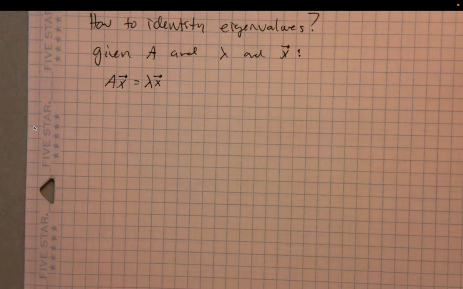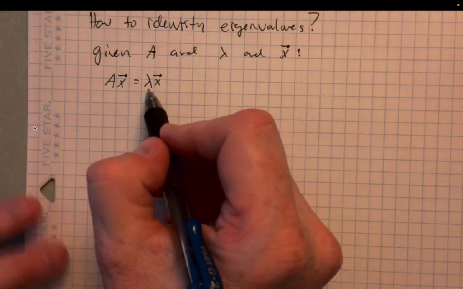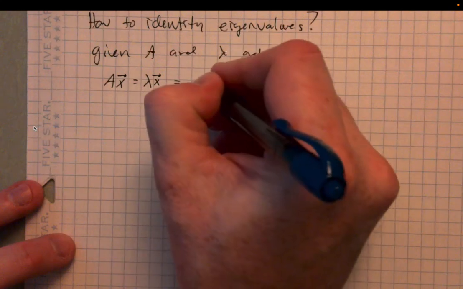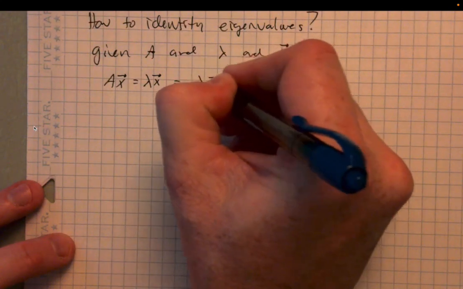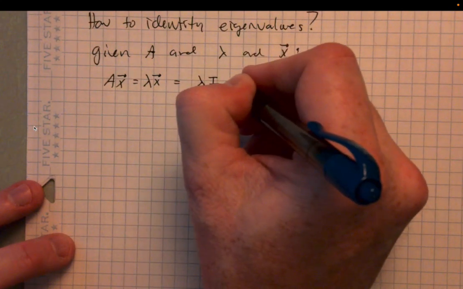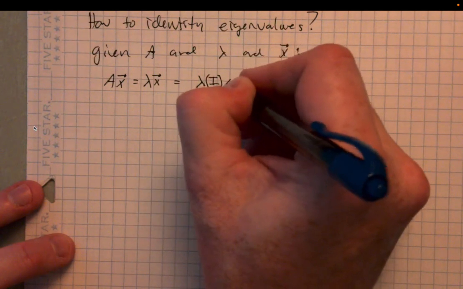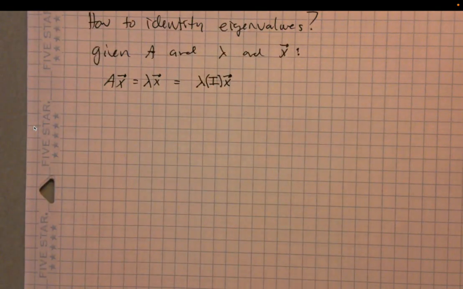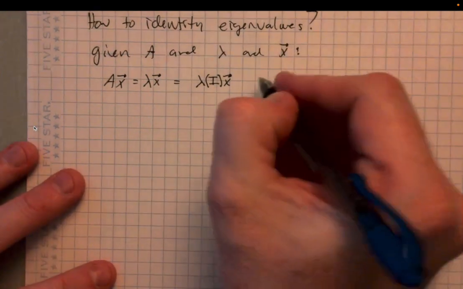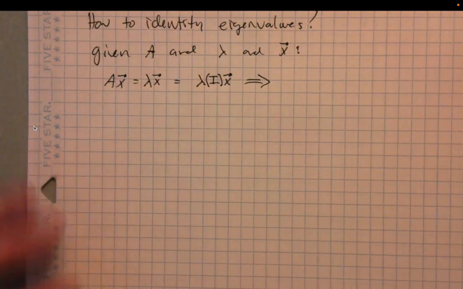One way to think about this lambda times x is that you could write this as lambda times the identity matrix times x. I'm just going to put that in parentheses there. Make sure that you see that this can be done. Take a representative vector and make sure you understand that you can multiply by the identity matrix. So this is true.